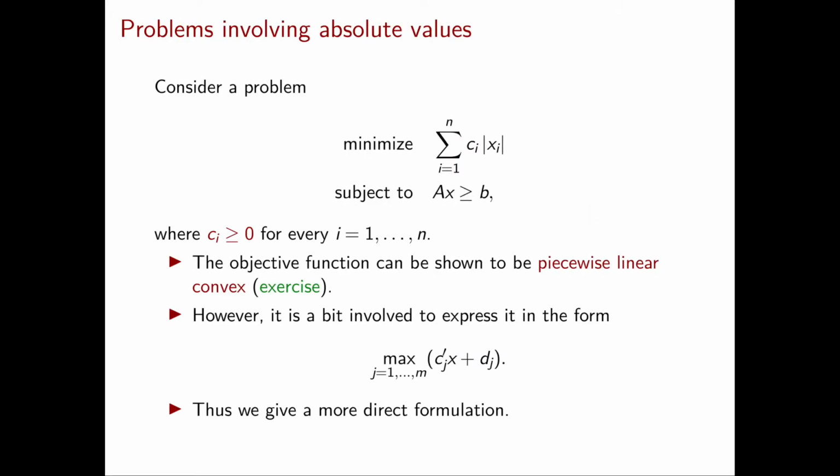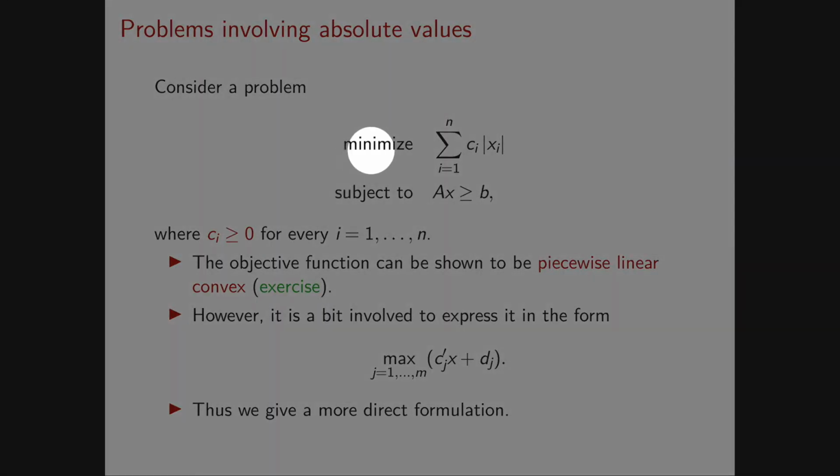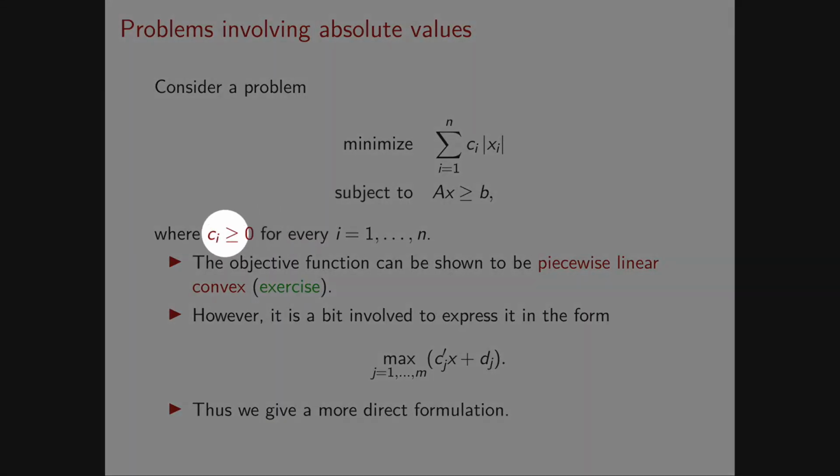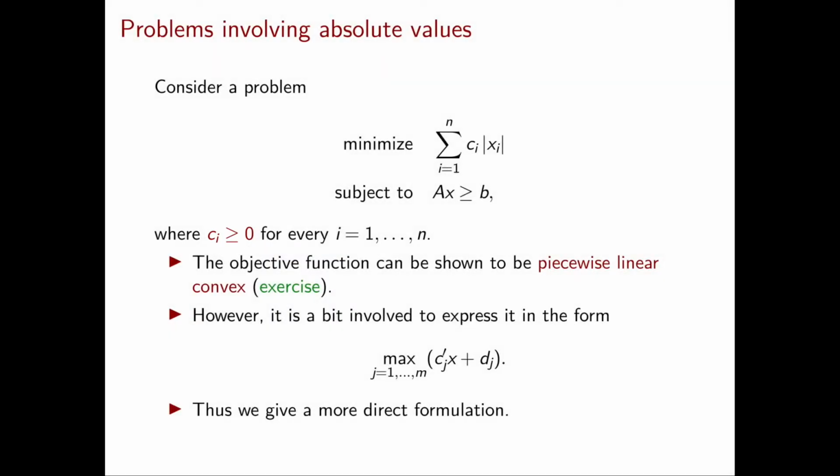Next, we're going to see optimization problems involving absolute values. Let's have a look at an optimization problem of this form. So we're minimizing the sum of ci times absolute value of xi subject to some linear constraints Ax greater than or equal to b. And we assume that all the ci's are greater than or equal to 0.